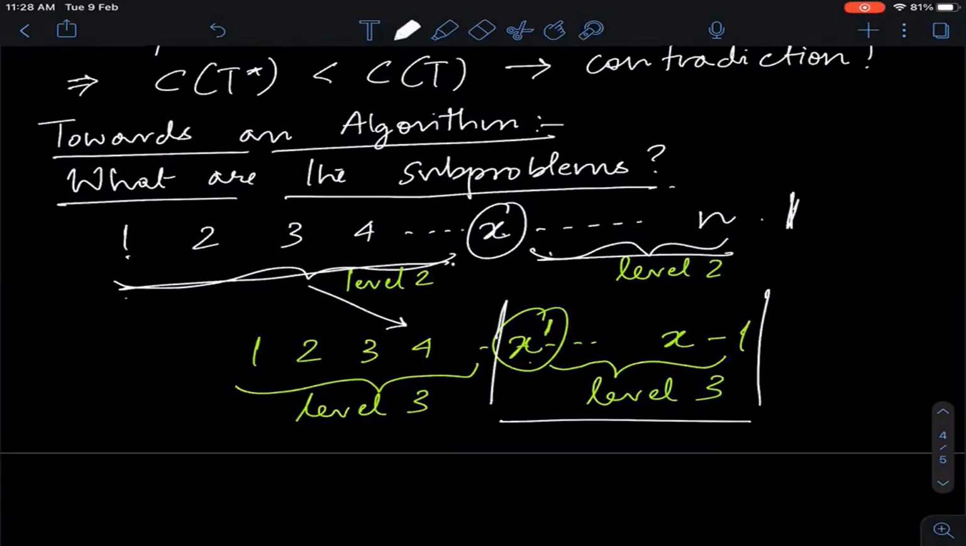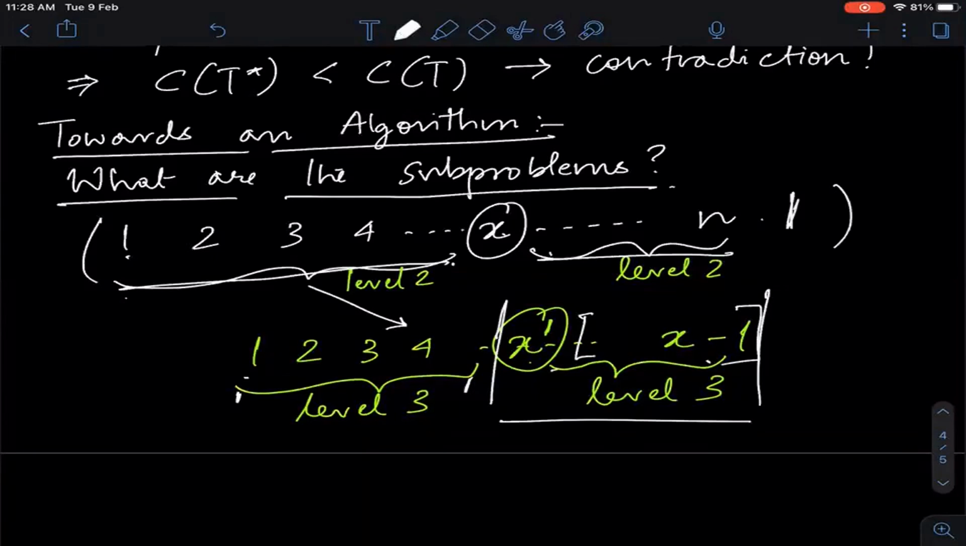But suppose now I go down one level of recurrence. Just close your eyes and think about solving 1 to x minus 1. How will you solve this? Again, you will be guessing a root, which is some number between 1 and x minus 1. But now, what are the two subproblems that you are solving? You are solving the subproblems 1 to x prime minus 1 and x prime plus 1 to x minus 1. Now, how does this particular instance look in the context of the whole array that is given to you?